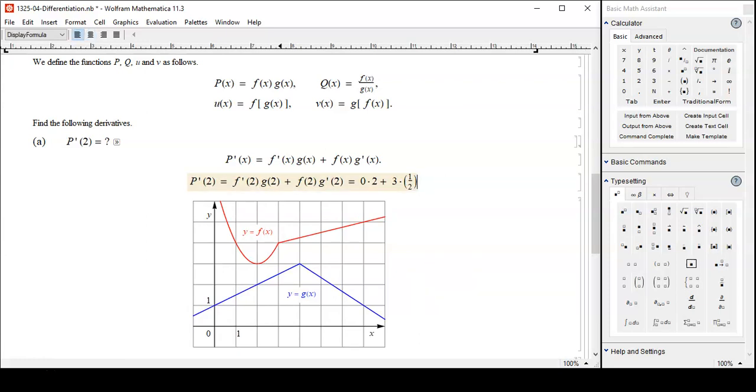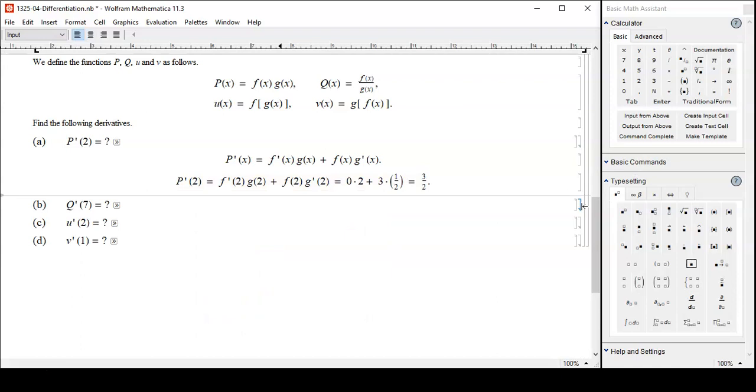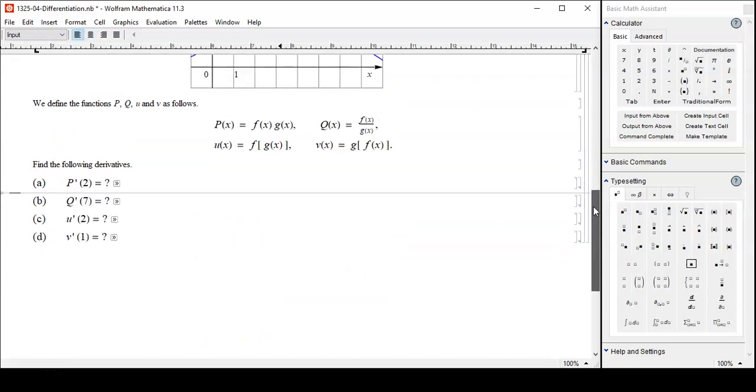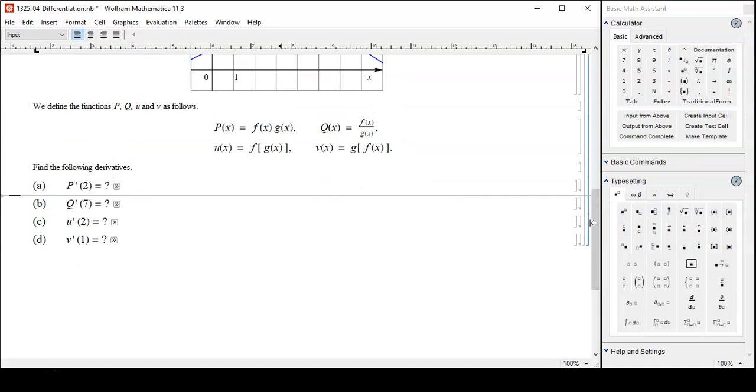So we have this computation to do. The answer is 3/2. So the product rule, that's no big deal. Plugging in the number, that's no big deal. Now reading the graph, oh, that is a big deal. The quotient rule, I'll leave that to you.